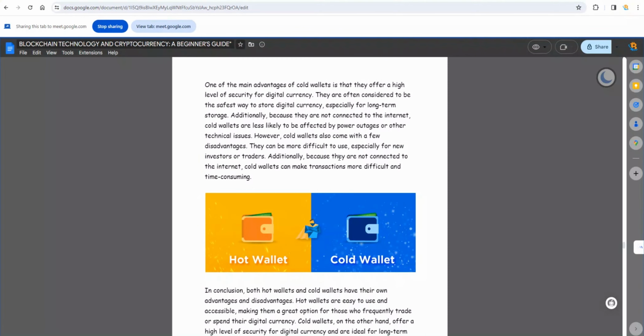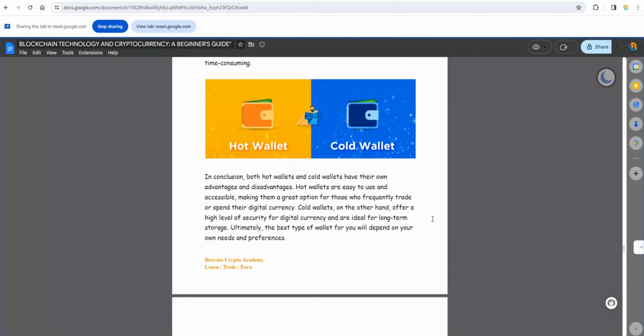Now, they are more difficult to use, especially for new investors and traders. Additionally, because they are not connected to the internet, cold wallets can make transactions more difficult and time consuming, because you have to take the ledger, turn it on, put in the password, connect it to your phone, and make the transaction. Yeah, you have to confirm the transaction. But the moment you get used to it, it becomes actually very, very easy. So it's not as hard as it sounds. It's actually very, very easy to use.